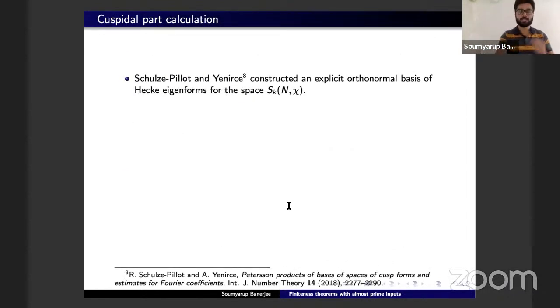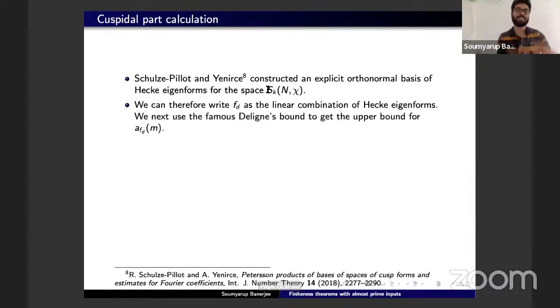What about the cuspidal part calculation? For the cuspidal part, we have the result from Schulze-Pillot and Ehlen, who constructed an explicit orthonormal basis of Hecke eigenforms for the space S_k(N, chi). The idea, which is a very old idea and not ours, is that we can write our cusp form as a linear combination of Hecke eigenforms. And finally, for the Hecke eigenforms, we use the famous Deligne bound that a_F(m) is bounded by d(m), the divisor function.